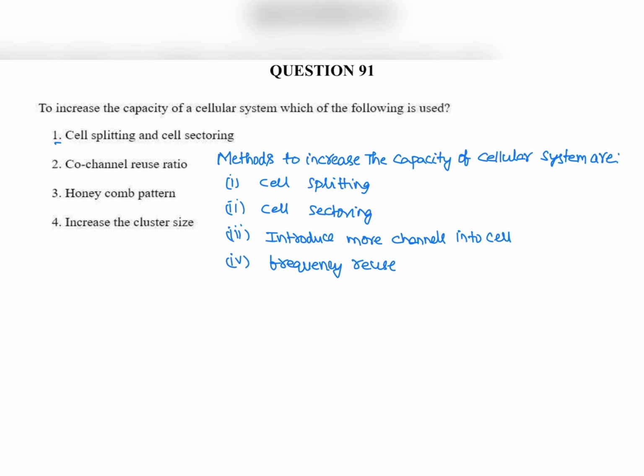Frequency reuse means dividing the coverage area into smaller cells, that is microcells, picocells, and femtocells, and reusing the same frequency band in non-adjacent cells. So these are the various methods to increase the capacity of a cellular system: cell splitting, cell sectoring, introducing more channels into a cell, or the frequency reuse concept. So the correct option is 1.